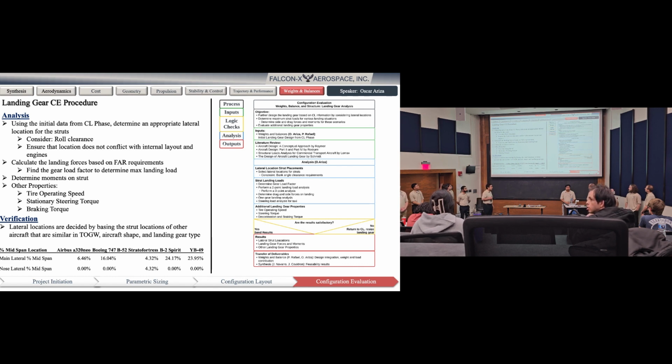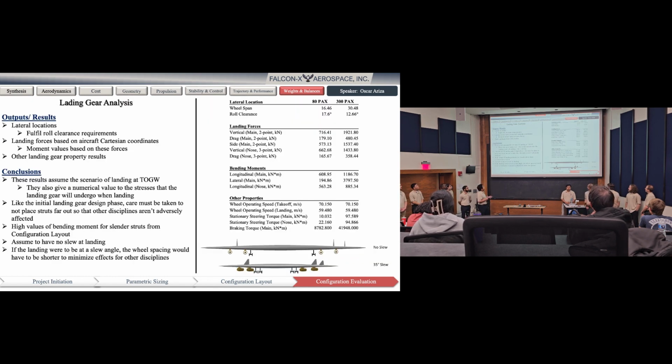Next slide. And so here, if you look closer at the results, you'll see that these are extraordinarily high, and these assume the worst of the worst landing at gross takeoff. So basically immediately taking off and then coming back. But more than likely, aircraft features and proper landing gear design can take care of this. This is also assumed with no slew. If it were to be with some slew, it would be redesigned as well.